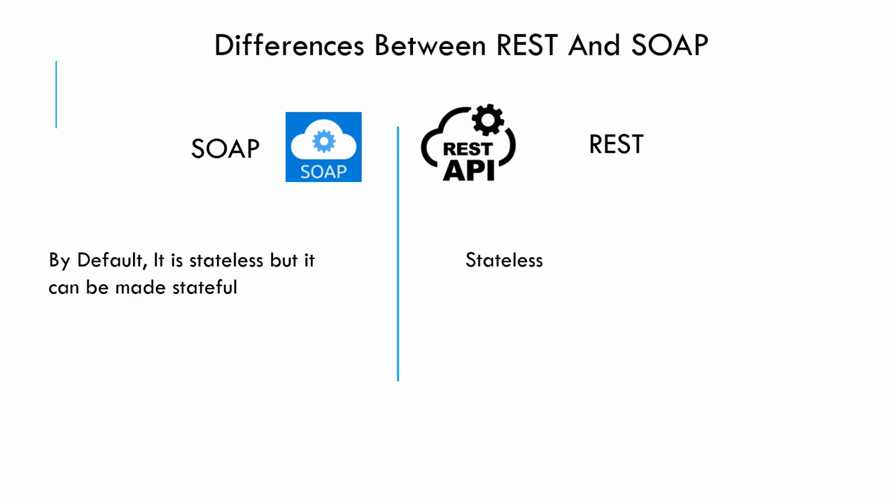Because whatever transactions are happening, they are stateless, and nobody is going to store the state of the results of previous transactions. So whenever we hit next time, it's like a new request. It may be for the same client with the same request or something different, but in a nutshell, whatever request is being placed is unaware of any previous request already placed. So both are stateless, but SOAP can be made RESTful as well.